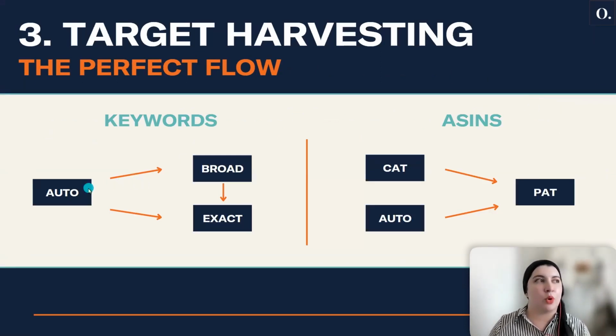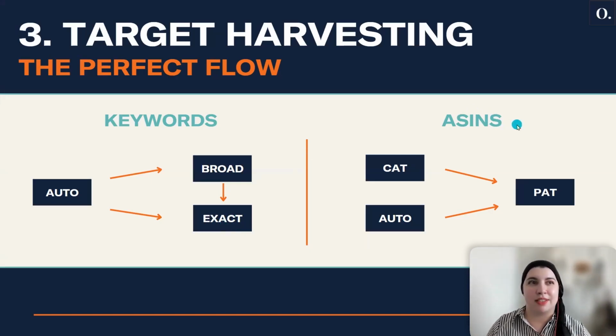This is an example of a good flow to set up harvesting automation. So when harvesting for keywords, you want to take targets from the automatic campaign and feed them into the broad campaign and into the exact campaign. And then as a second rule for keywords, you also want to harvest for targets from the broad campaign to the exact campaign. This is the final destination for keyword targets.